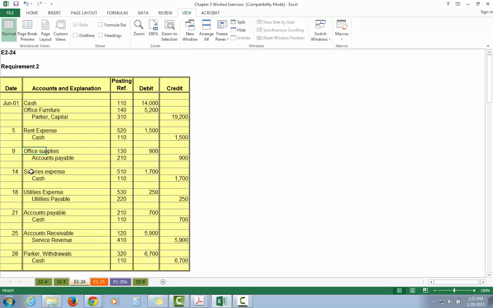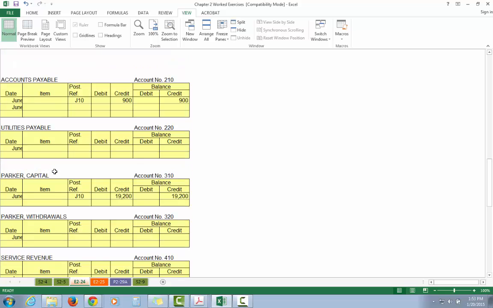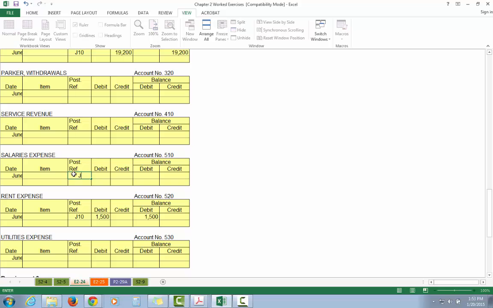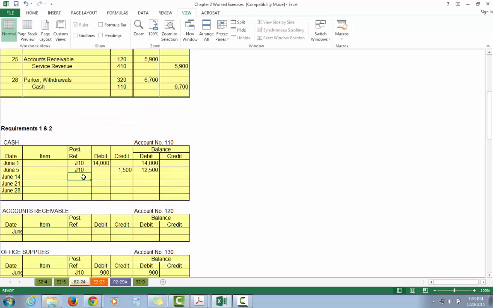Then we've got salaries expense. We debit that and then credit cash for $1,700. So we'll find our salaries expense, and we're going to debit that $1,700. And then we'll come back up here to cash and we're going to credit it $1,700. So after we credit it $1,700, we're going to take $12,500, then less $1,700 gives us $10,800.